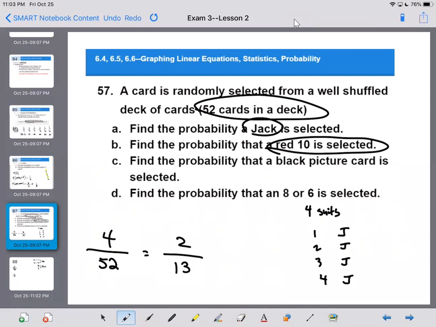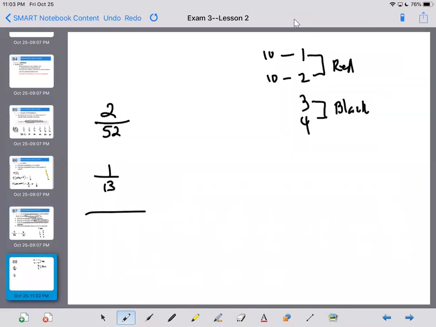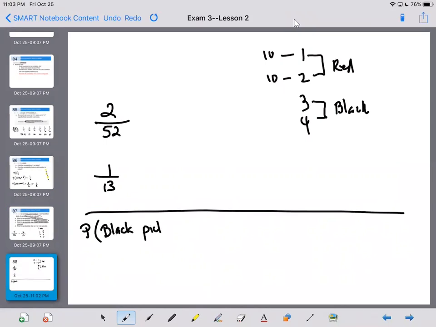Part C says find the probability that a black picture card is selected. Okay, well, we would write that as probability of black picture. Now what that means is you have a king, queen, and a jack, and you have that in each of your suits.